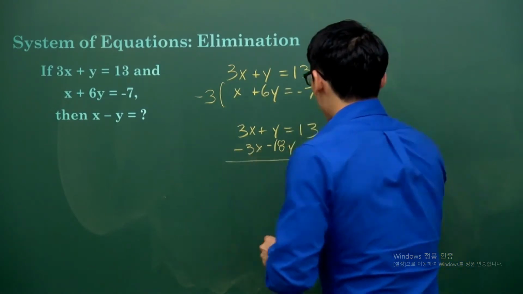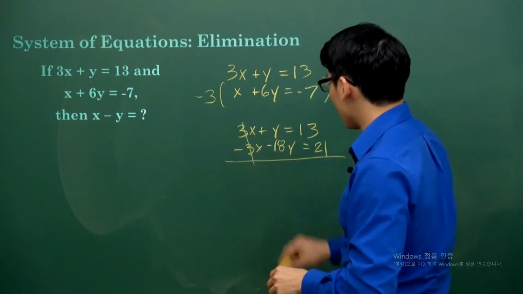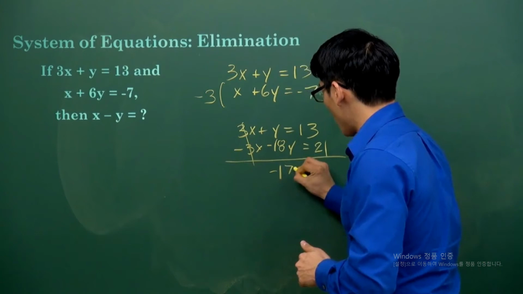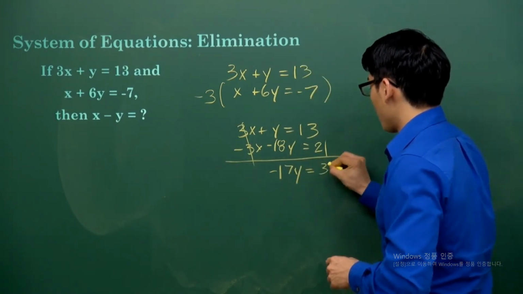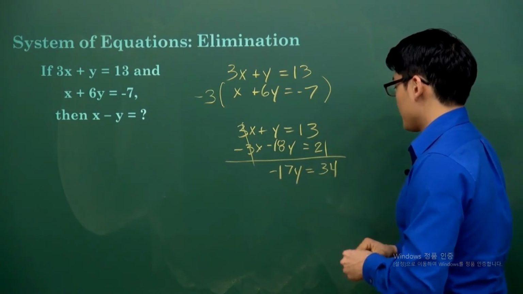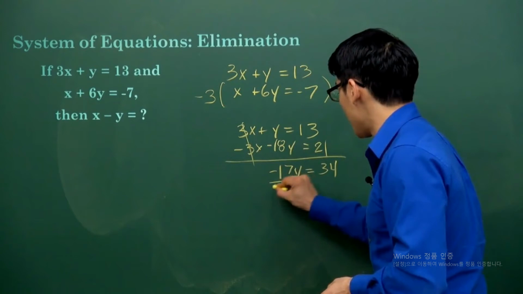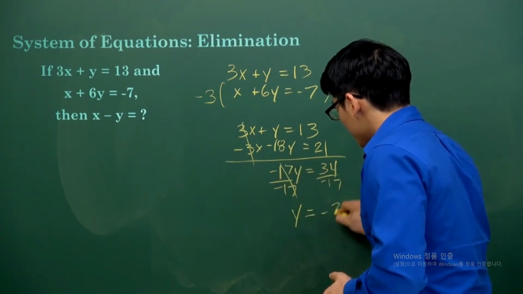Okay, so we're going to go ahead and add these equations together. 3x plus negative 3x will cancel out. y plus negative 18y will equal negative 17y equals 13 plus 21 will be 34. Okay, so we have that. We're going to go ahead and solve for y by dividing negative 17 on both sides. And we're going to get y equals negative 2.